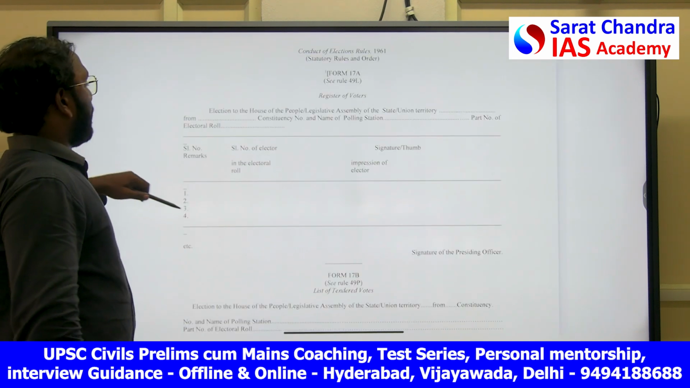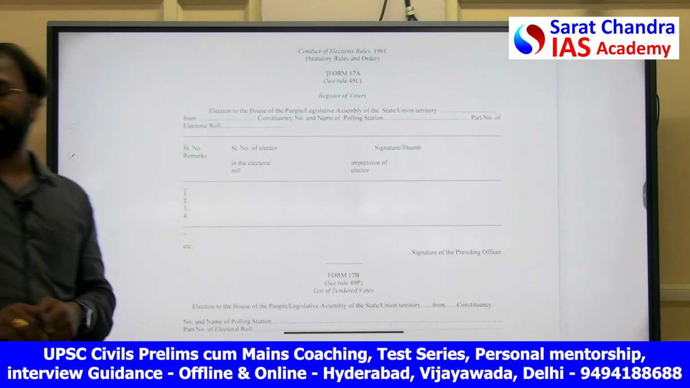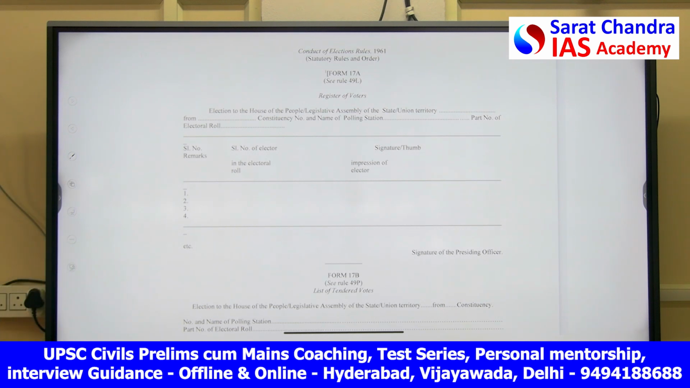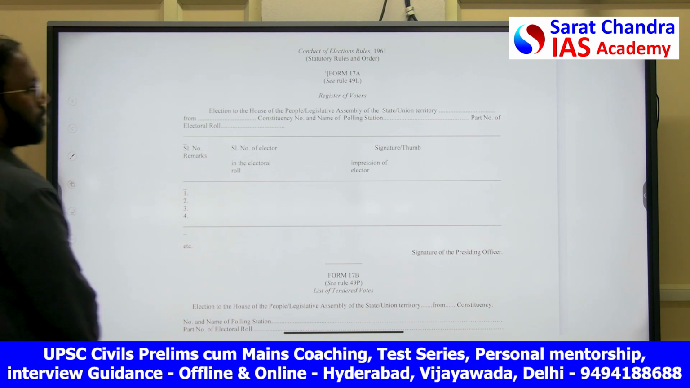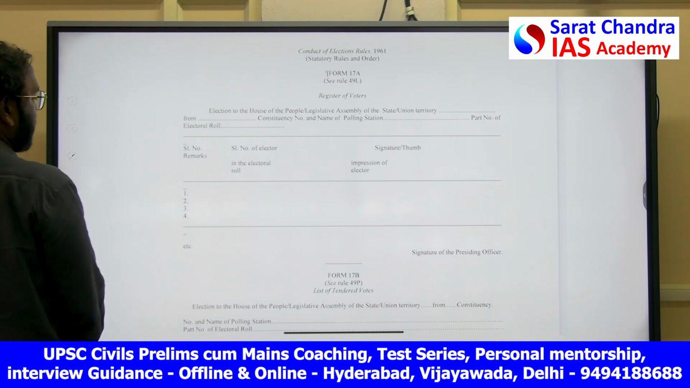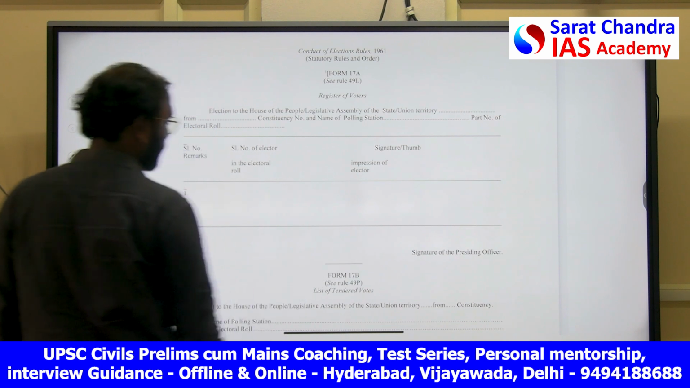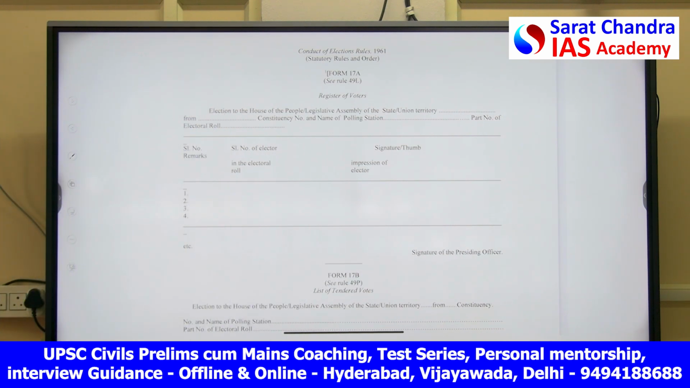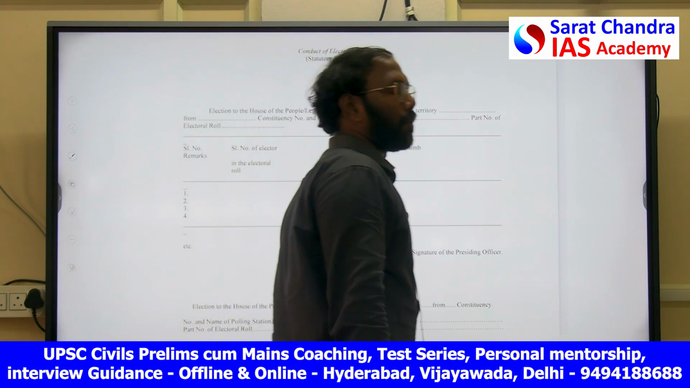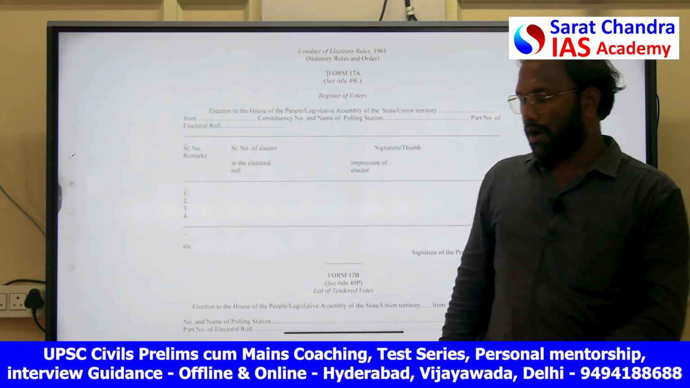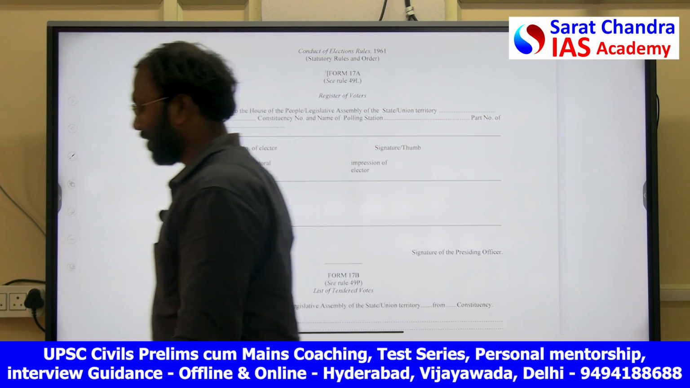So friends, the most interesting information is Form 17A. Form 17A consists of the list of all registered voters. It consists of a copy of all voters who have voted. And 17B is associated with the tendered voters. Friends, these tendered voters are associated with Rule 49P of the election rules, which is a very, very interesting one.